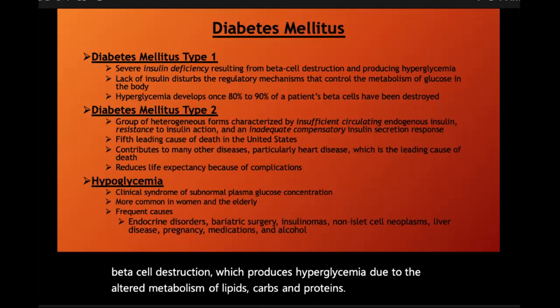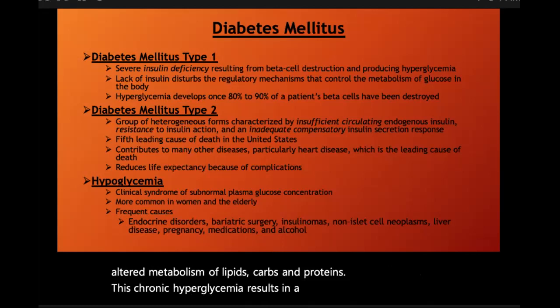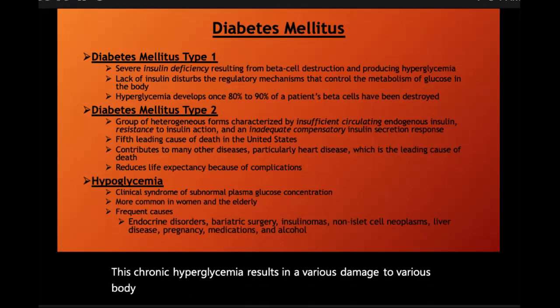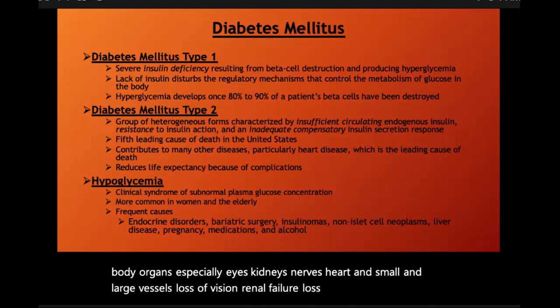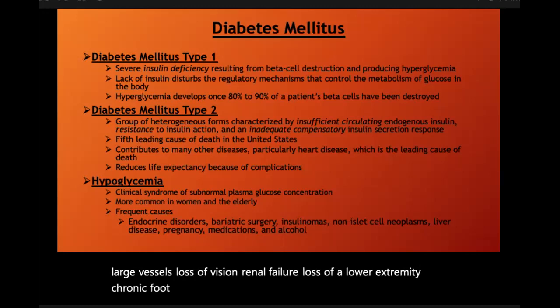This chronic hyperglycemia results in damage to various body organs, especially eyes, kidneys, nerves, heart, and small and large vessels. Loss of vision, renal failure, loss of a lower extremity, and chronic foot ulcers due to peripheral neuropathy are all common sequelae of long-term hyperglycemia. All of this, I'm sure you've all seen in practice.